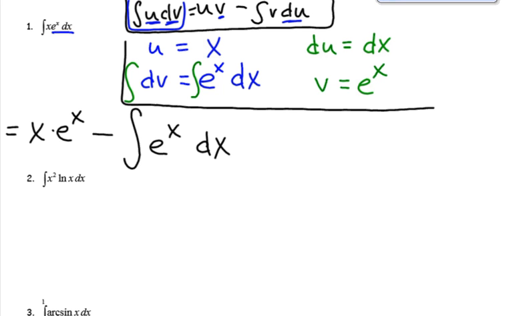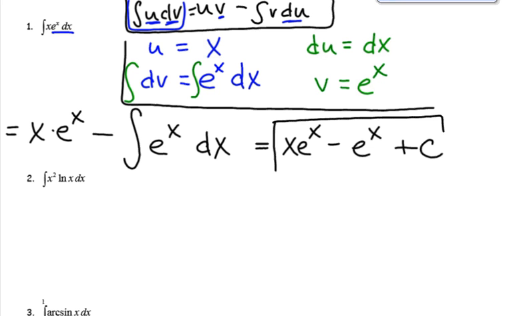Now this is not my final answer. It's partially my final answer. So we have x e to the x minus, and then we need to integrate the integral of e to the x, which is very simple to do now. So it's just minus e to the x, then of course plus c, and that is how you do a basic integration by parts problem.